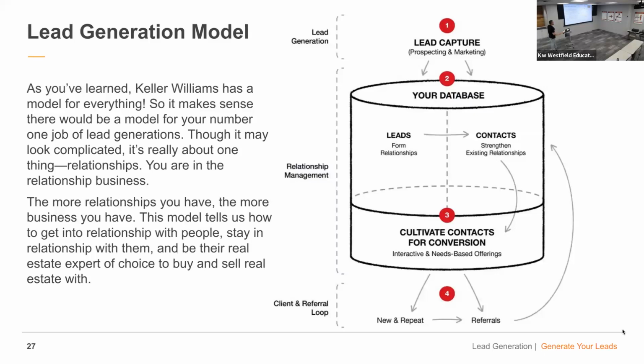So here's where we get into more the nitty gritty. When you first look at this, it's not going to make sense. Bear with me, I'll explain it and it'll make total sense. So as I've talked about and as you've learned, KW has a model for everything. So it makes sense that there would be a model for your number one job of lead generation. Again, this may look complicated. It's actually really simple. And it's about one thing, relationships.